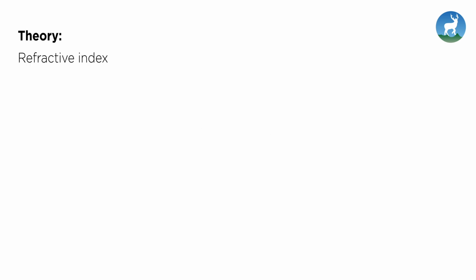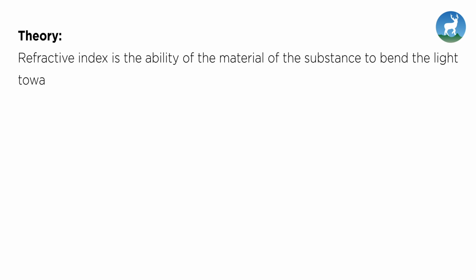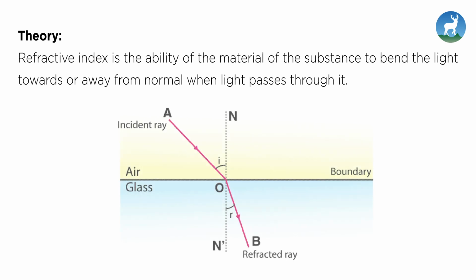Theory. Refractive index is the ability of the material of the substance to bend the light towards or away from the normal when light passes through it. From Snell's law, mu equals sin i by sin r.